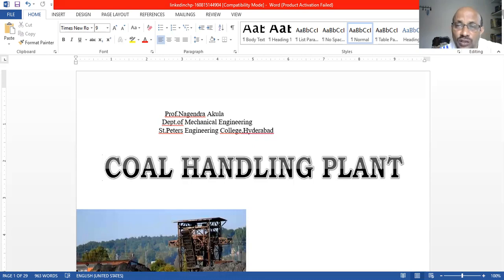So for unloading, how will the unloaders be? Generally, when a truck brings rice bags from where rice production is more, some people, labor, work there and unload those bags. Like that, this coal is also unloaded in different ways.